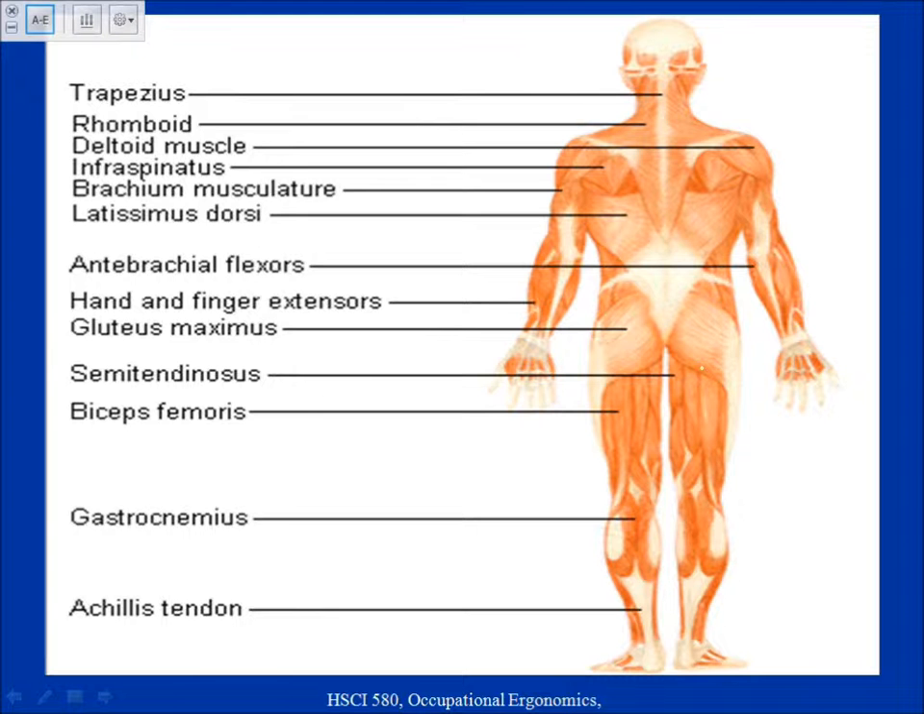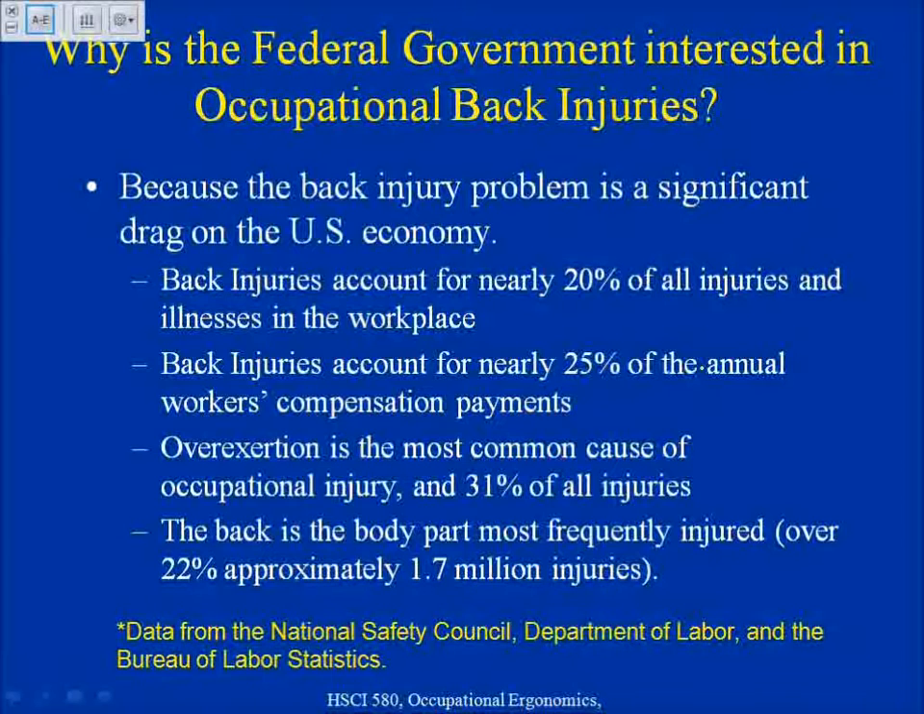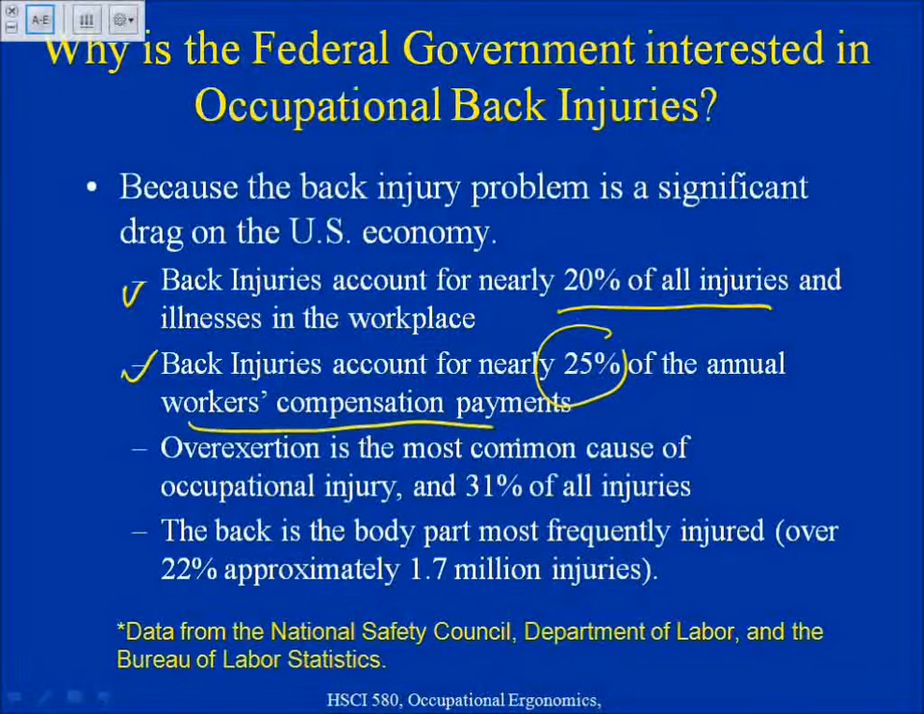Different muscles in the back. It's obviously the supports and ligaments now. You had a little bit of that earlier. And then look, the government, while they're interested in that, back injuries account for nearly 20% of all injuries. I'm holding you responsible for this. Back injuries account for nearly 25% of the annual workers' compensation payments. Think about that. 1 out of 4 workers' comp payments for a bad back.